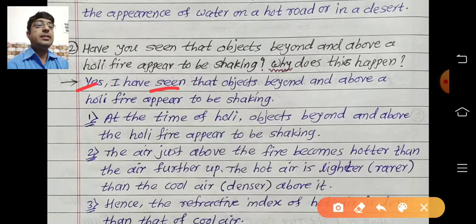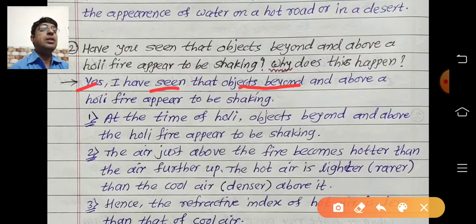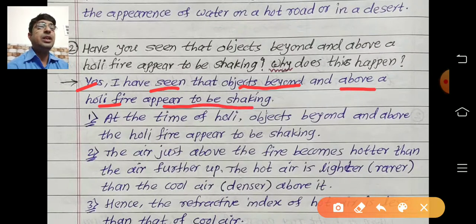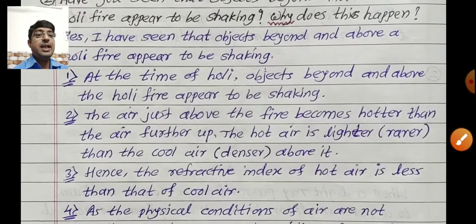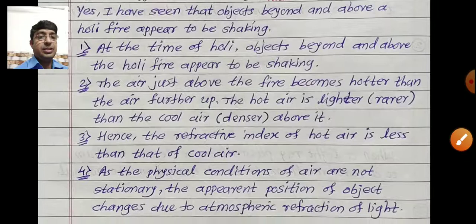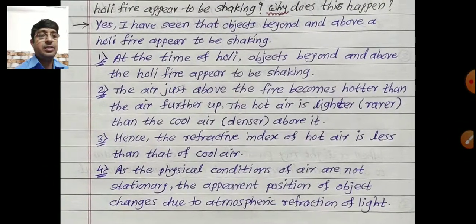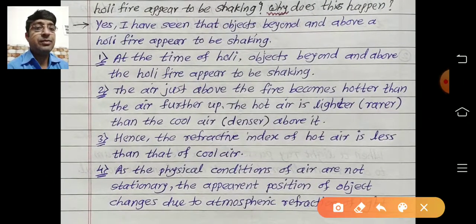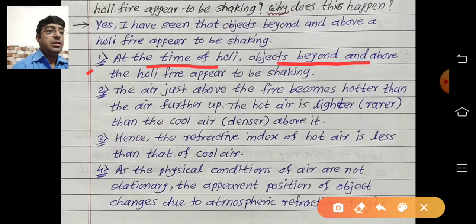We have seen that objects beyond and above a Holi fire appear to be shaking, meaning changing their position. So why does this happen? This is a give reason question, so we write the answer point-wise. Check that. First point, at the time of Holi, objects beyond and above the Holi fire appear to be shaking.